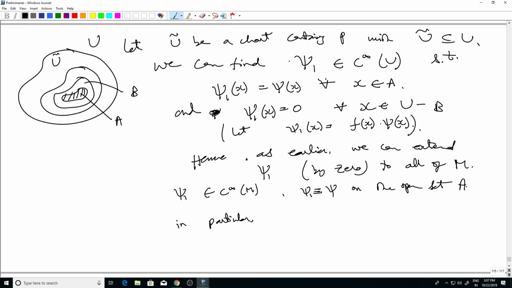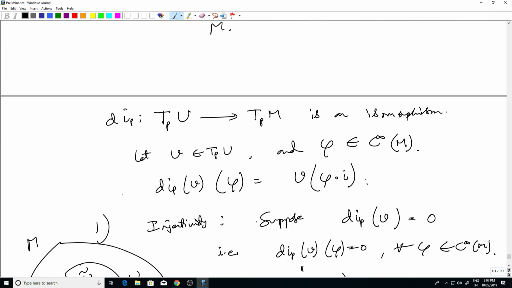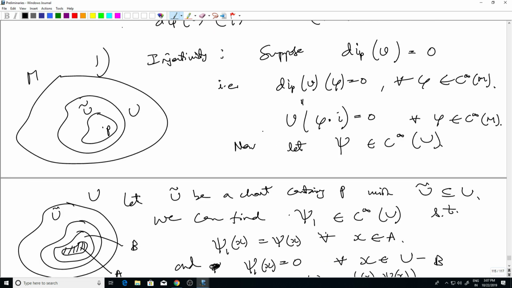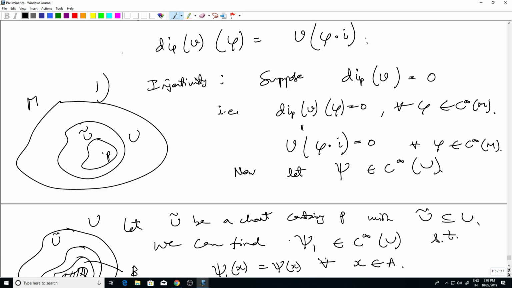Let me resume from precisely that point in the argument. So what we were trying to prove was that if you have an open set, then the derivative of the inclusion map is an isomorphism. And we are in the process of proving that this map is injective. So I have to prove that the kernel of this linear map is 0.